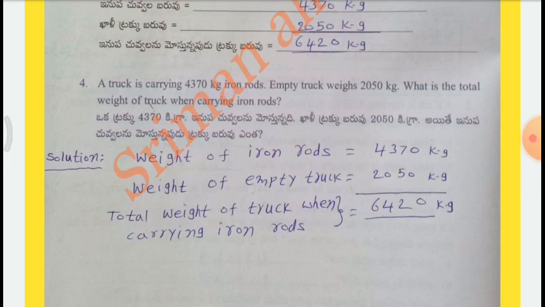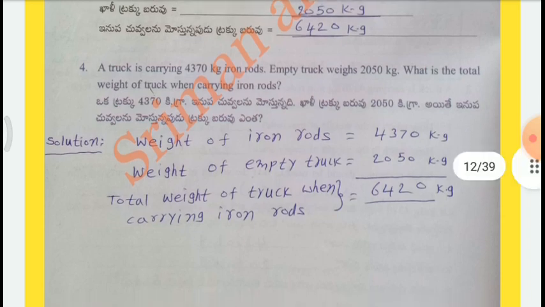A truck is carrying 4,370 kg iron rods. Empty truck weighs 2,050 kg. What is the total weight of truck when carrying iron rods? Solution. Weight of iron rods equal to 4,370 kg. Weight of empty truck 2,050 kg. Total weight of a truck when carrying iron rods: by adding these two, we get 6,420 kg.